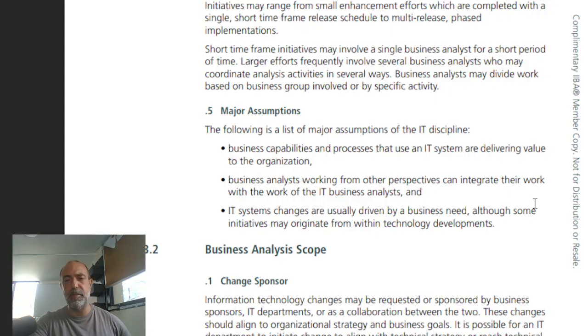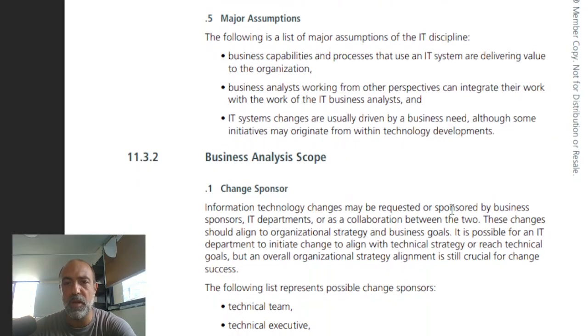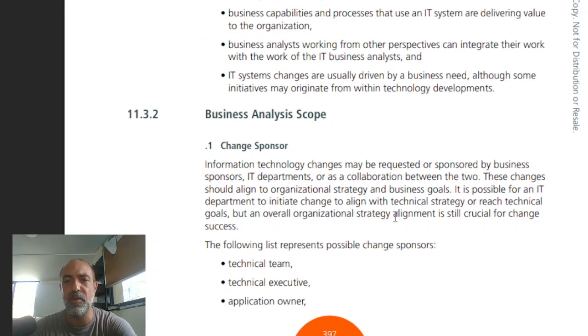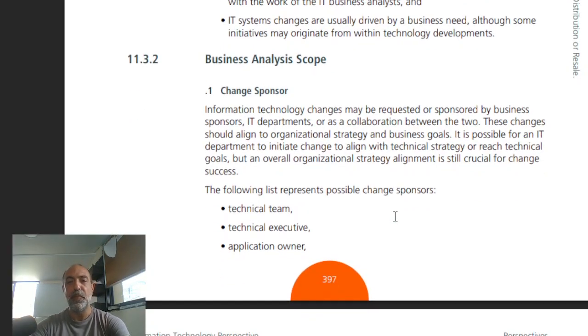The following is a list of major assumptions of the IT discipline. Business capabilities and processes that use an IT system are delivering value to the organization. Business analysts working on the other perspectives can integrate their work with the work of the IT business analyst. IT system changes are usually driven by business need, though some initiatives may originate from the technology development.